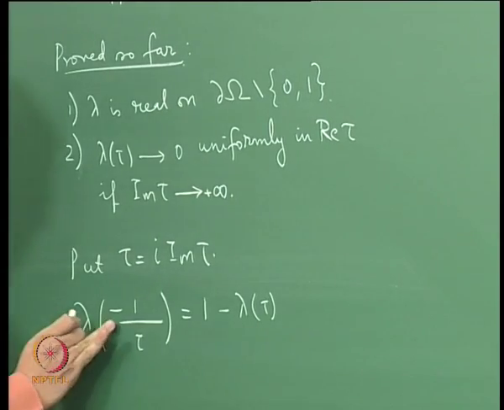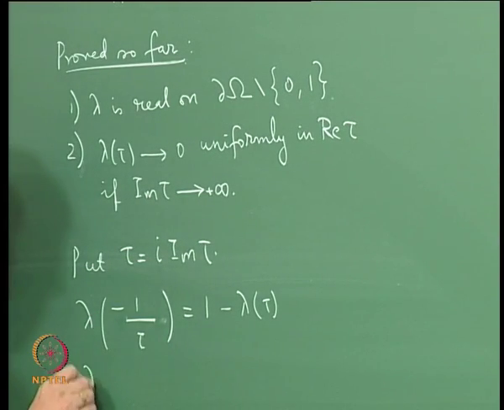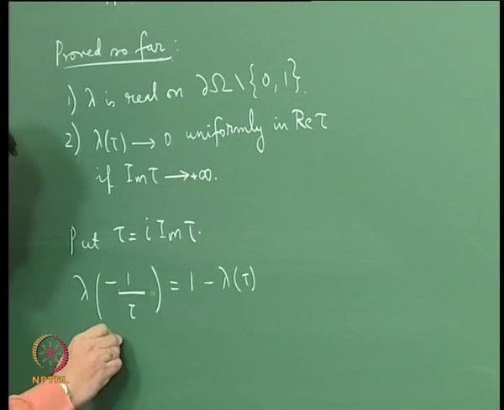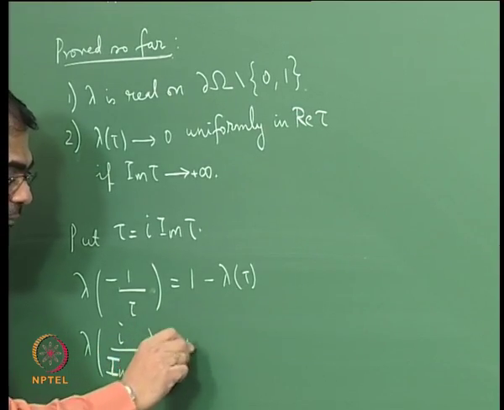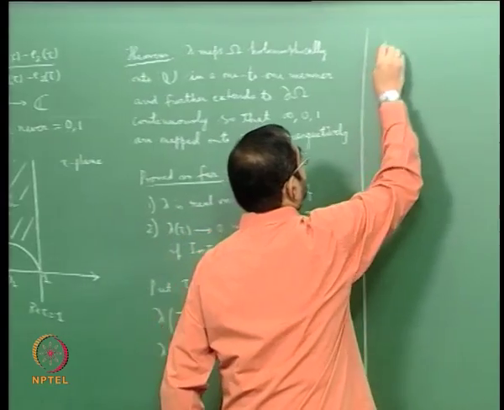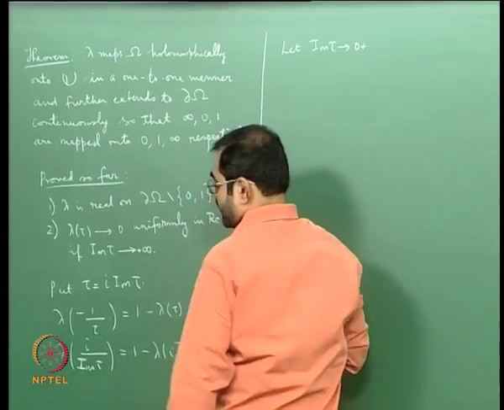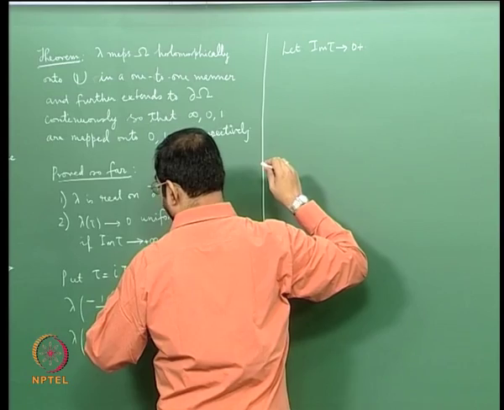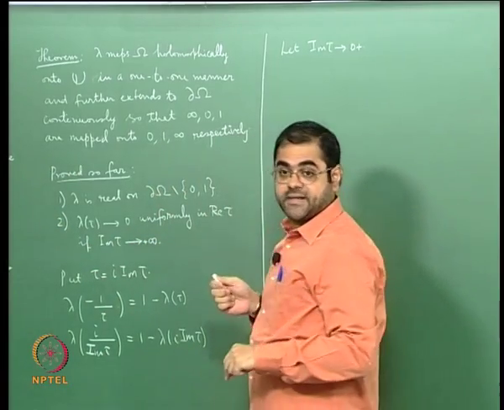Okay. So we have this functional equation, and in this functional equation I will put tau equal to I times the imaginary part of tau. If I substitute this here, minus 1 by I is of course I, so I will get lambda of I by the imaginary part of tau is equal to 1 minus lambda of I times the imaginary part of tau. Let the imaginary part of tau tend to 0 plus. So you are letting tau approach 0 along the imaginary axis.